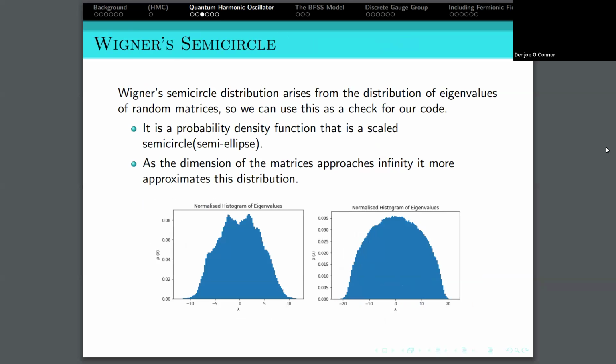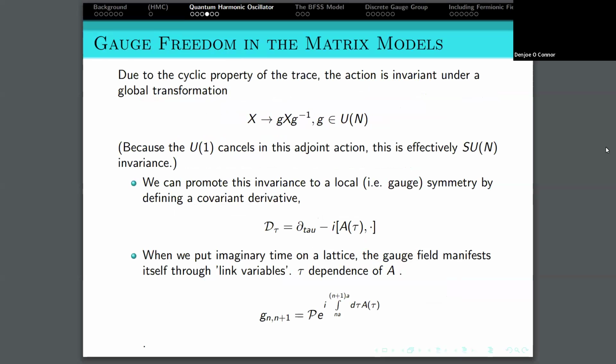And then we ran another check against the Wigner semicircle distribution. It's basically the distribution that arises from the distribution of eigenvalues of random matrices, so we can use this as a check as well. It's basically a scaled semicircle distribution. As the dimension of the matrices increases, it should approach this semicircular distribution, and you can see this here. This is for 5 by 5 matrices, and it's not really very semicircular, but then we moved up to 25 by 25 matrices, and it's a much nicer distribution. So again, that's a good sign that our algorithm is correct.